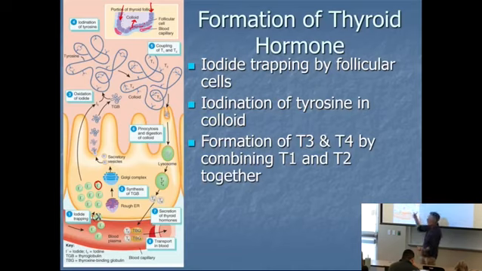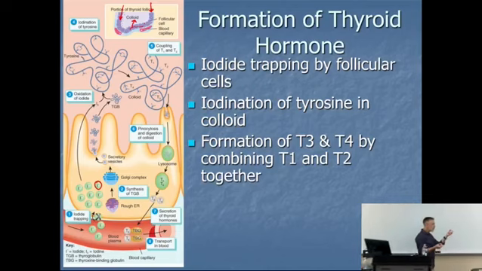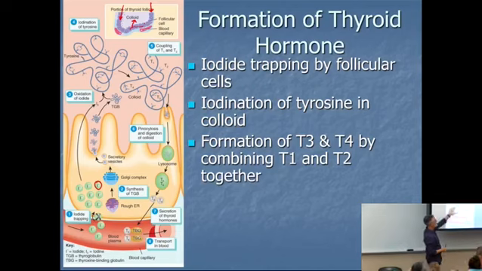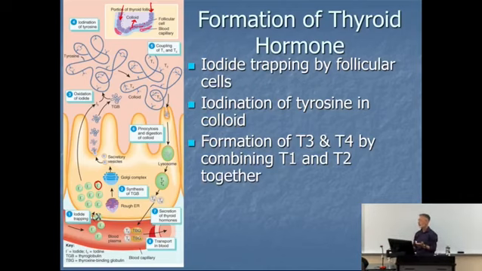T3 and T4 are two different variants of thyroid hormone. We take these little building blocks called T1 and T2, and if you knit them together, T1 plus T2 gives T3. T2 plus T2 gives T4. Don't ask me why T1 plus T1 doesn't give us T2, I don't know. But functionally, that's how we get our two different chemical forms of thyroid hormone. That assembly occurs in the colloid. Colloid is a lipid-based material, and this is a lipid-soluble hormone. So that's what's going on in the colloid in those follicles.